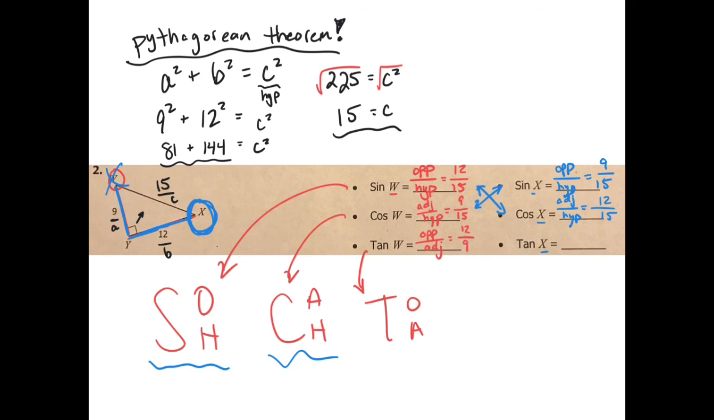And then last up, tangent of x is opposite, TOA, right? Opposite over adjacent. So, what's opposite of x? It's a 9. What's adjacent to x? It's a 12. The hypotenuse didn't get used because it doesn't in tangent.